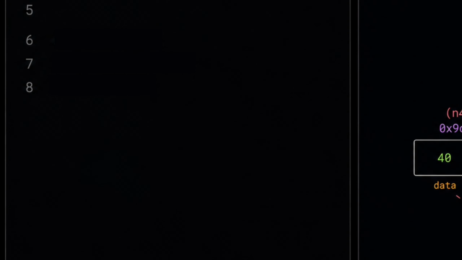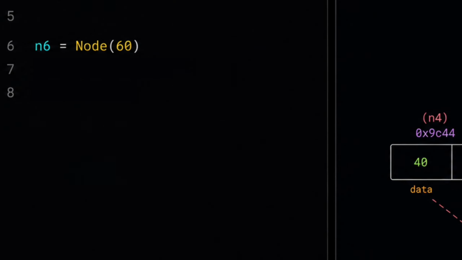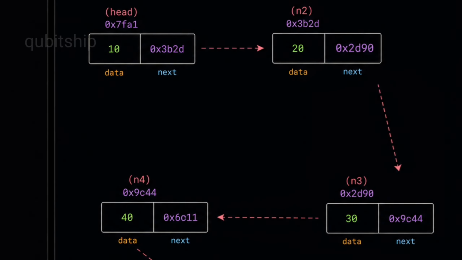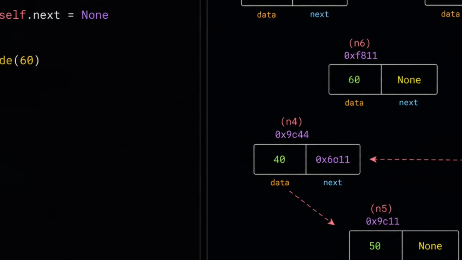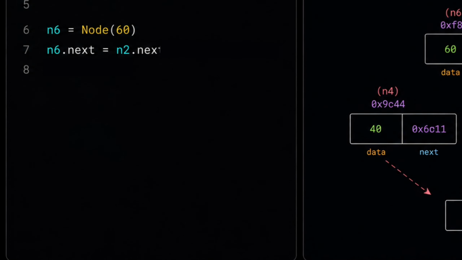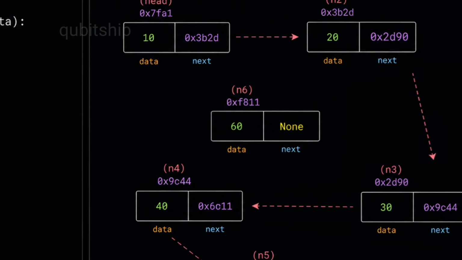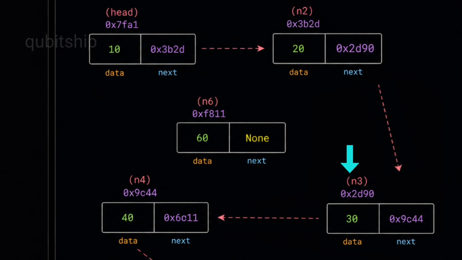First, we create the node n6 equal to Node(60). As soon as this line executes, Python allocates a new node object in memory. It stores the value 60, and its next pointer is initially None. Next, we write n6.next equal to n2.next. At this moment, n2.next is pointing to n3, so now n6 also points to n3.